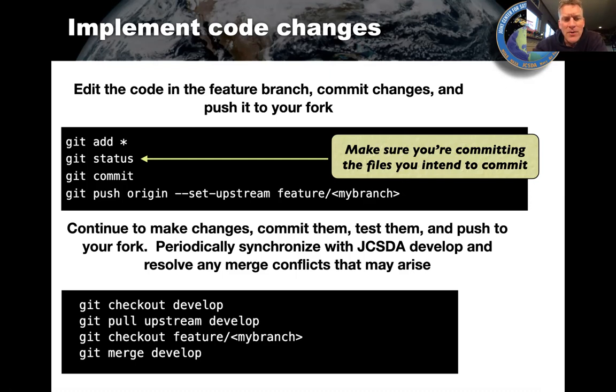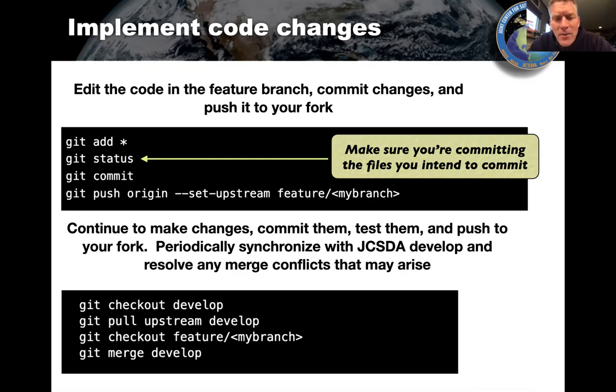And then the first time you create this branch, you would do a git push to origin, to your fork. And then this --set-upstream creates the feature branch on GitHub. And then for future pushes, you can omit that. You can just do a git push. So you had created this branch locally, and now you have pushed it to GitHub. And again, we'll do that in the activity this afternoon. So then you continue to make changes, you commit them, push them, and test them.